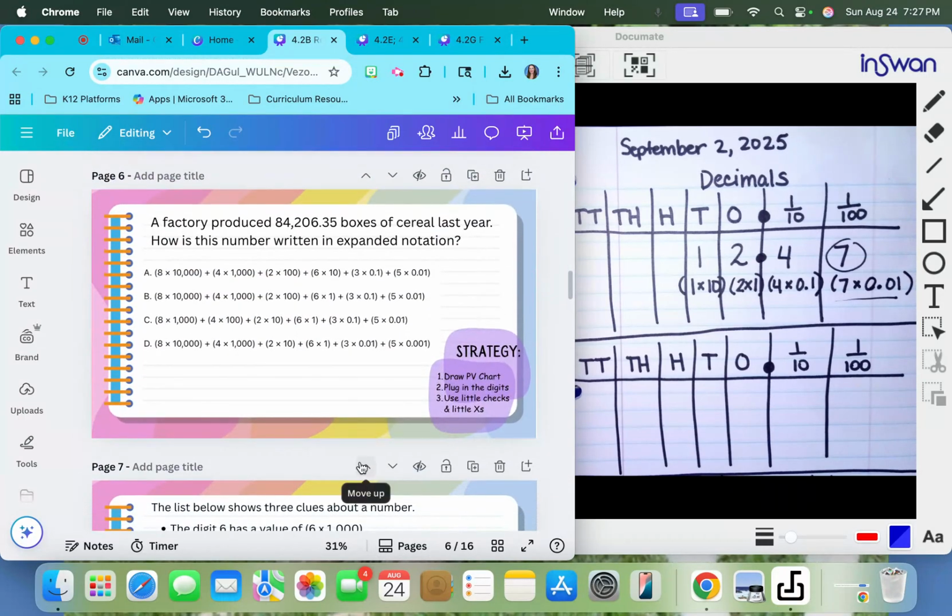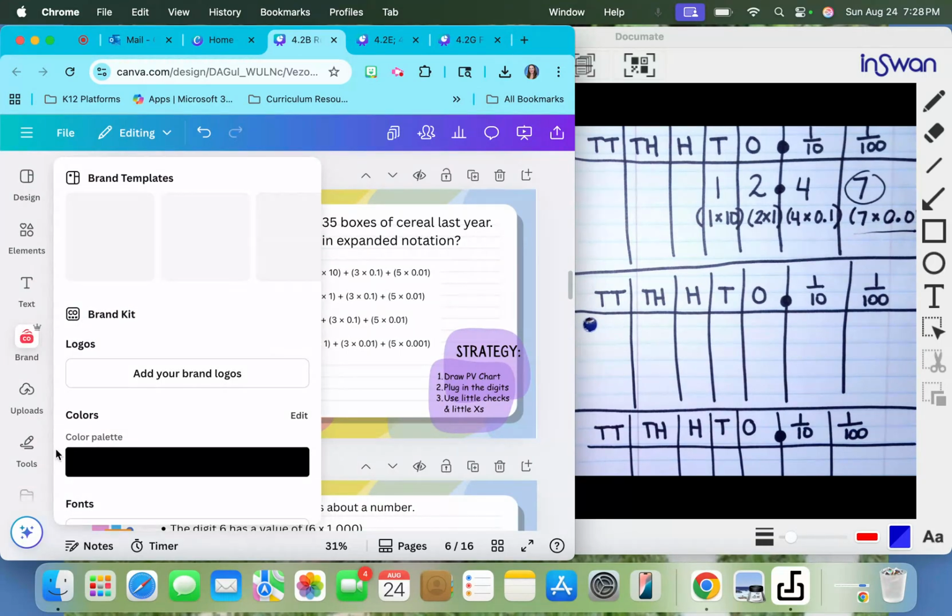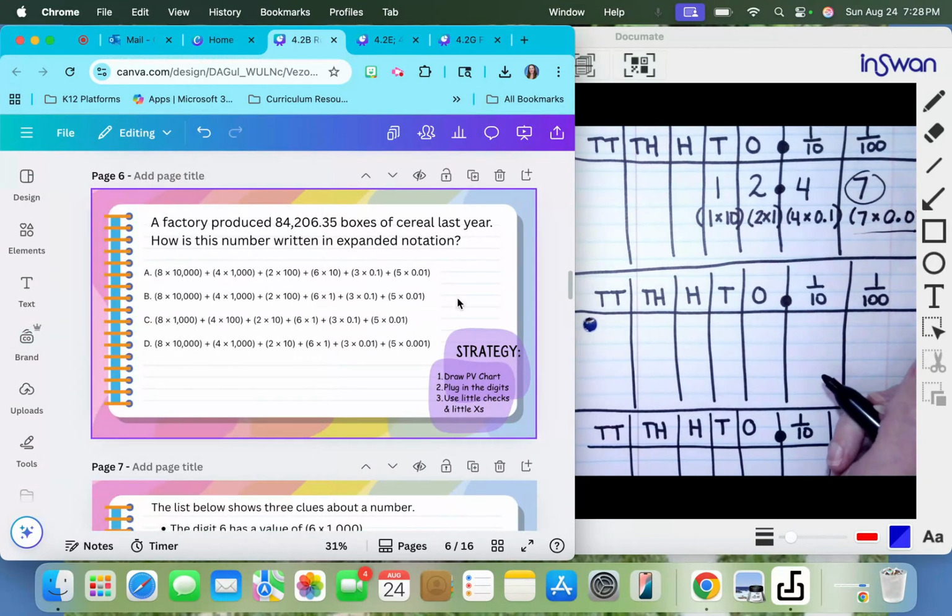Looking here at our next question, it says a factory produced 84,206 and 35 hundredths boxes of cereal last year. How is this number written in expanded notation? So taking a look at our question and our strategy, we need a place value chart because we're working with a number, and we need to plug in our digits for this number. So let's come over to our place value chart and plug in our number.